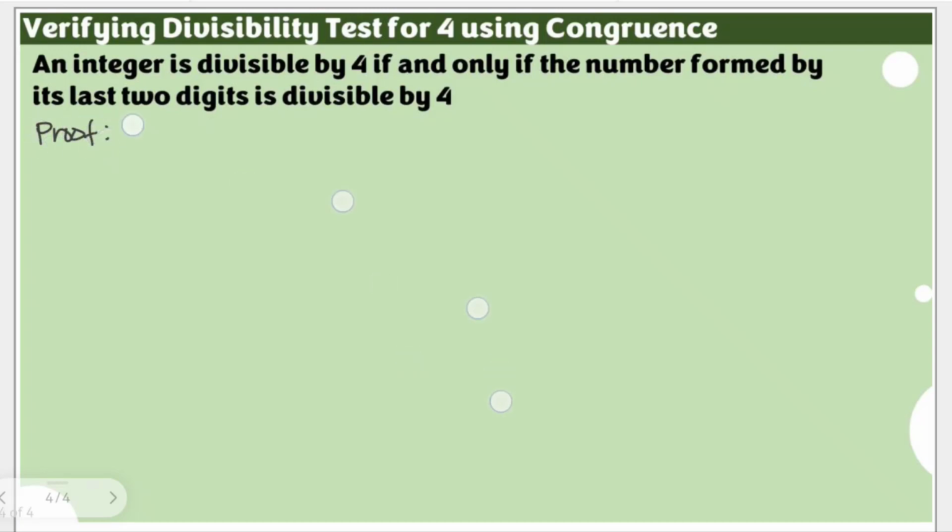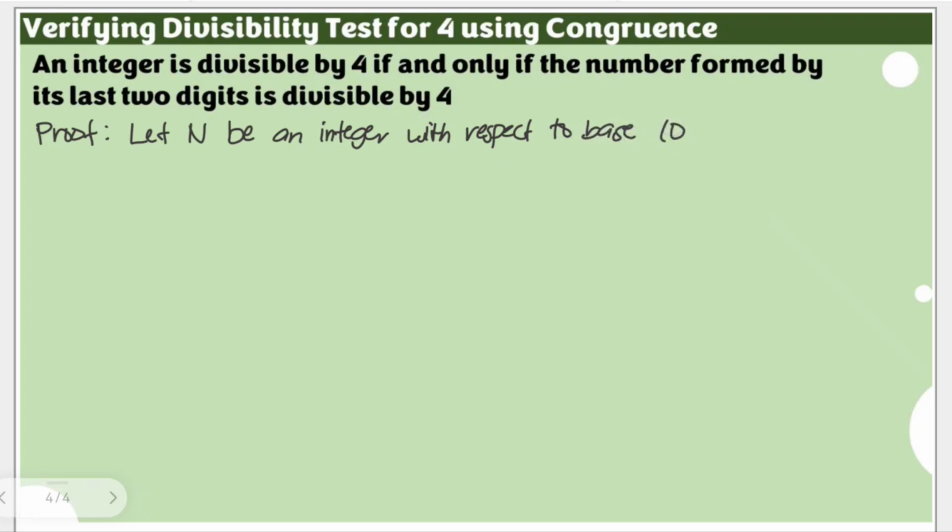But first, let us try to come up with n, be an integer with respect to base 10. We oftentimes use base 10 in proving or showing this divisibility test under congruence because it's easier for us to get the remainder, as we also talk about congruence, right? So if we have this n here, we can represent this in this form.